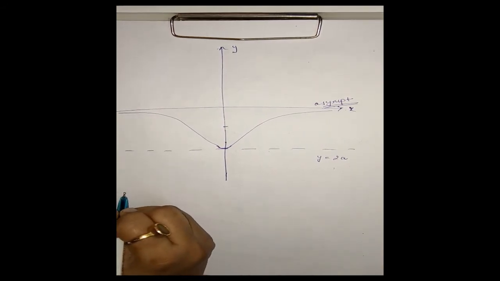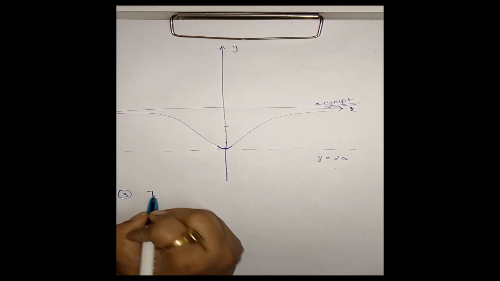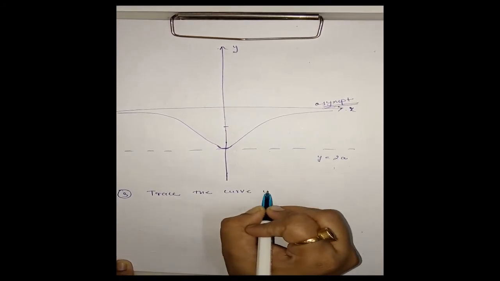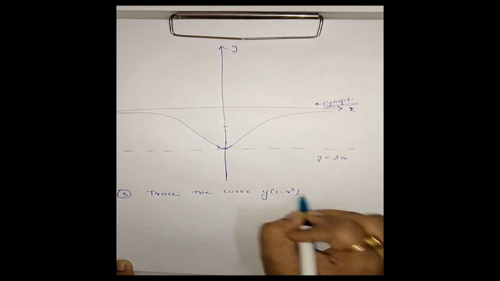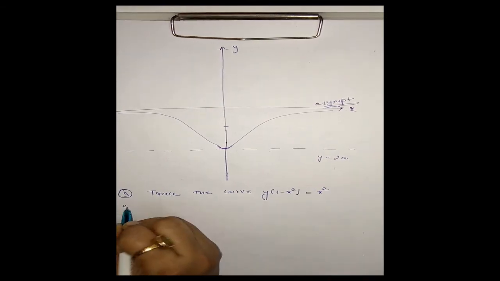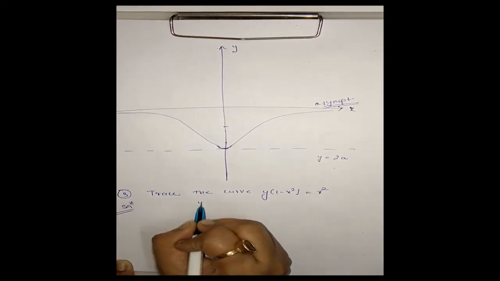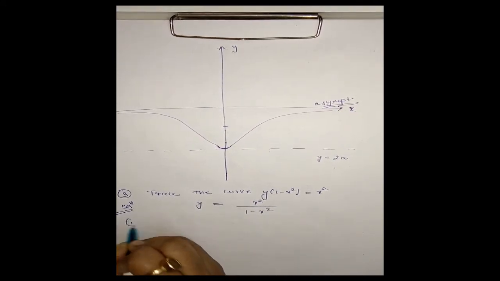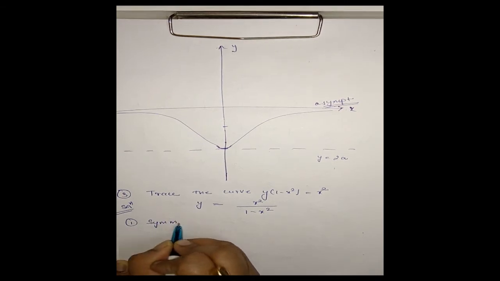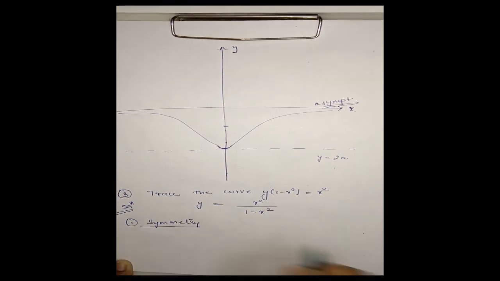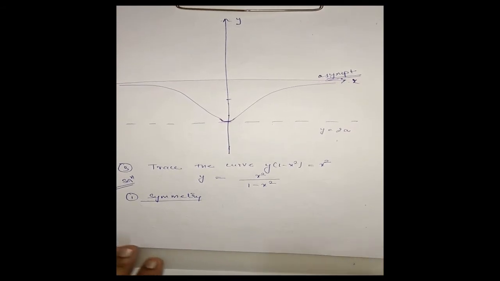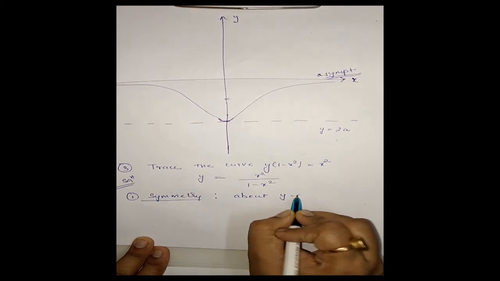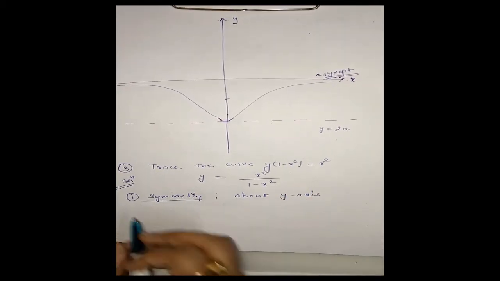Now consider the next example. Trace the curve y times 1 minus x square is equal to x square. Okay, now we have to trace this curve. Now clearly y is x square by 1 minus x square. Now the first step is symmetry. Since we have even power of x, that means it is symmetric about the y-axis.